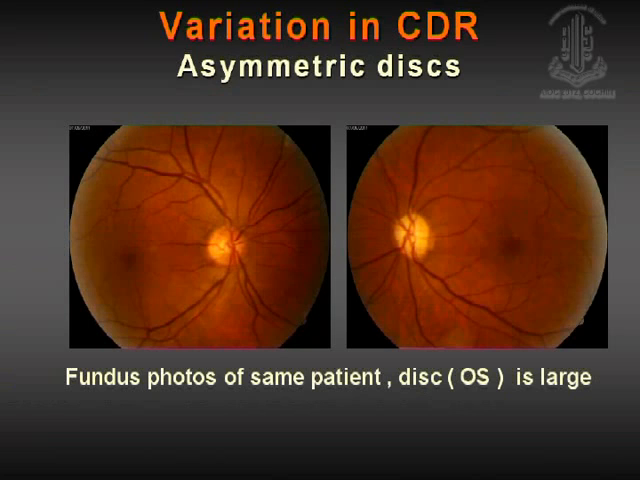There may be variation due to asymmetric discs. These are photographs of the same patient showing the left optic disc larger as compared to the right, and so the left CD ratio would be different.